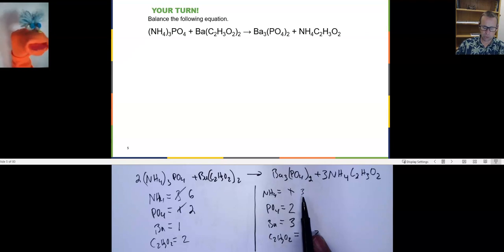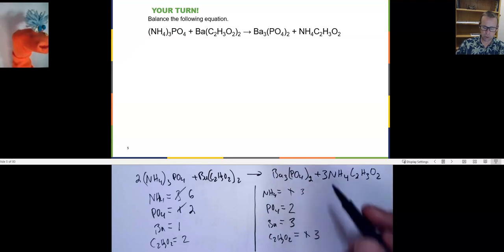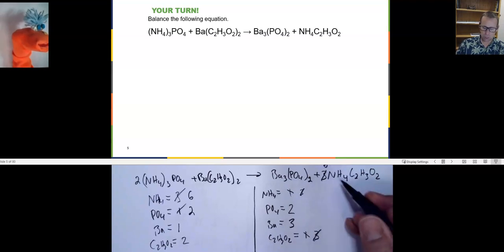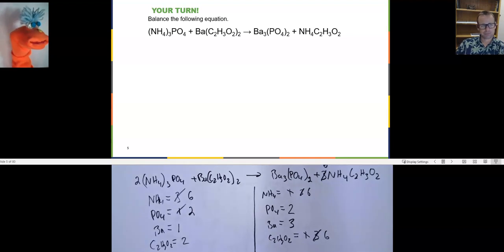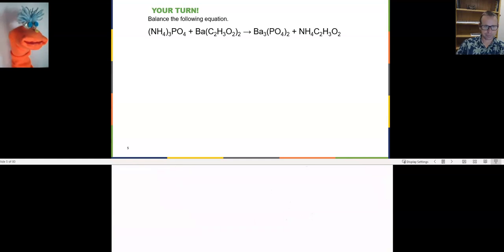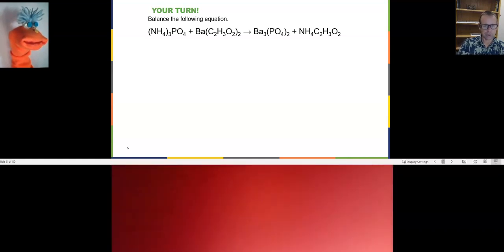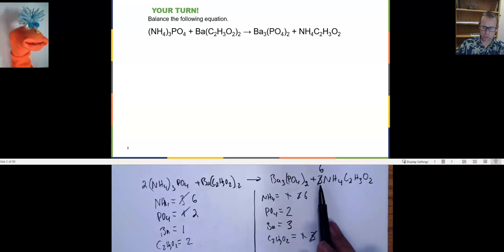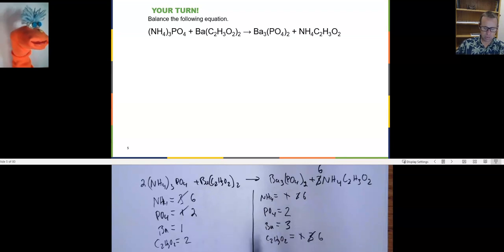6 ammoniums, so on the right, you need to change that 3 to a 6. Okay, so I'm going to change this 3 to a 6. That changes my ammoniums and my acetates. 6 to 6, is that right? Yeah. All right, so, whoops, that 6 is a little bit high. Okay, so, ammoniums are the same. Phosphates are the same. Bariums aren't the same.